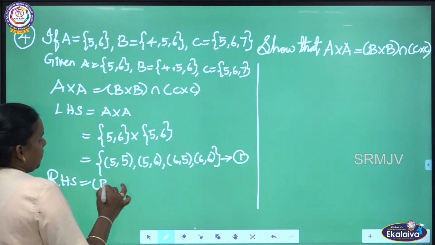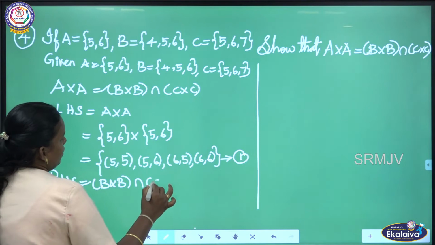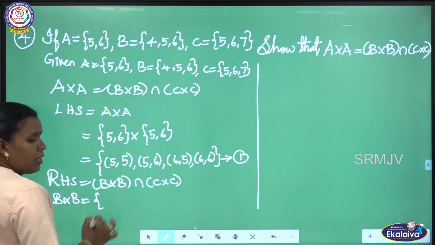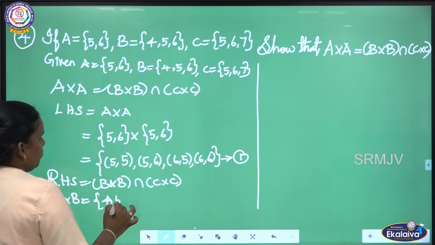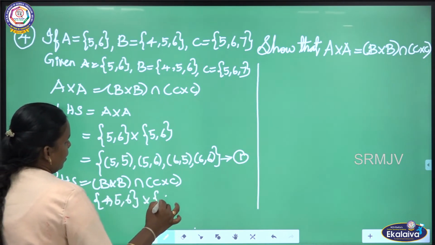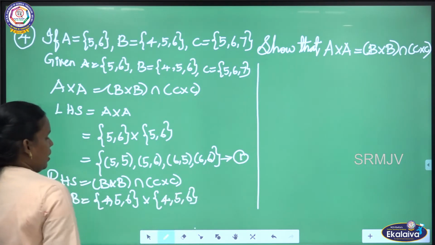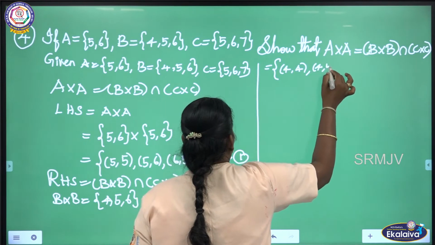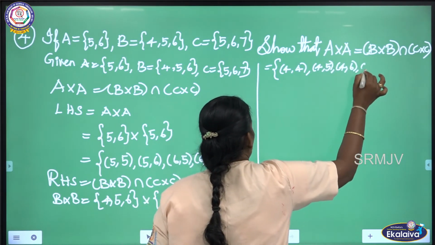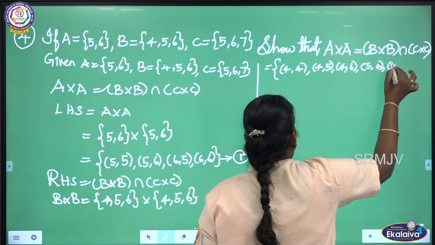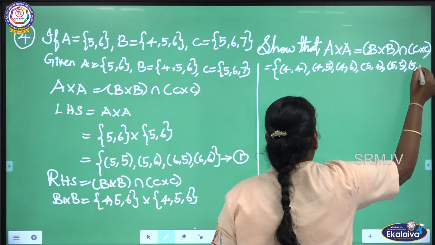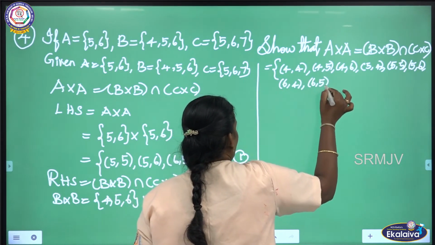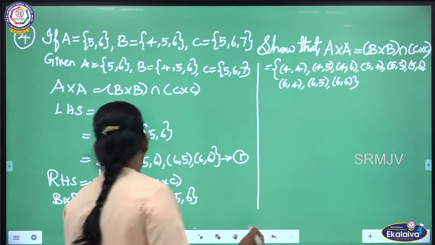They gave the RHS as B cross B intersection C cross C. First I am going to take B cross B. With the B set, 4, 5, 6 cross 4, 5, 6, taking the cross product we get 4, 4, 4, 5, 4, 6, then 5, 4, 5, 5, 5, 6, then 6, 4, 6, 5, 6, 6, which is B cross B.